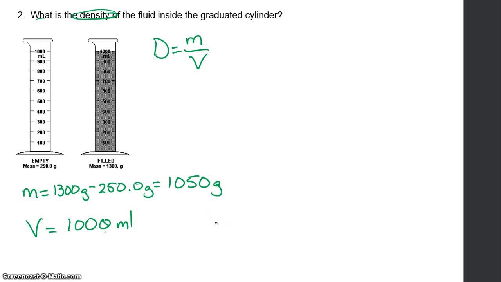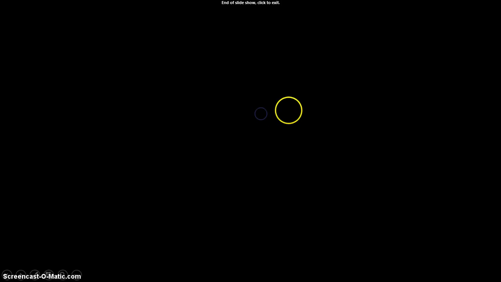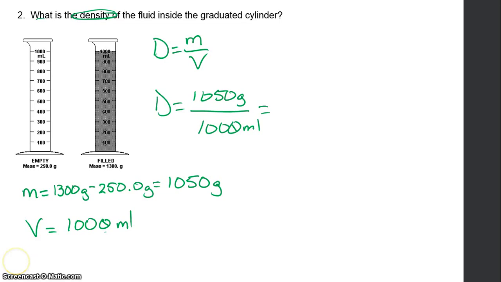Alright, so now that we have both of our values, we're going to plug them into our equation. So we know that density is mass over volume, so we're going to have 1050 grams divided by 1000 milliliters. And so as we look at this, if we divide it out, we get an answer that is 1.050. And again, go back to what is your least precise measurement.